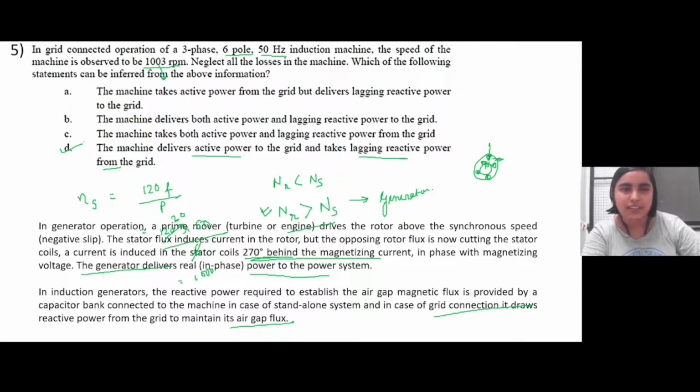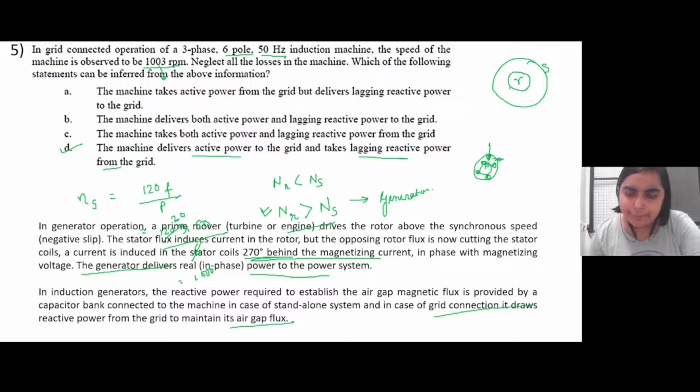Ma'am, basically if NS is greater than NR, it acts like a motor, an induction motor, right, ma'am? Yes. In case the rotor frequency is slightly less than the stator frequency, then it acts as a motor. But in the reverse case, it acts as a generator. That is, it supplies power. When it acts as a motor, what happens to the grid, ma'am?